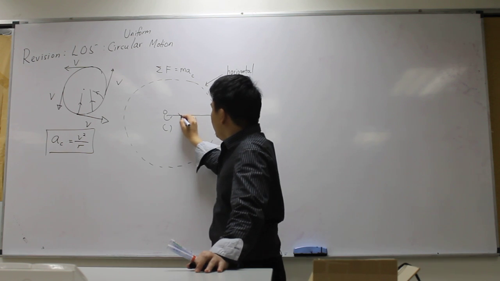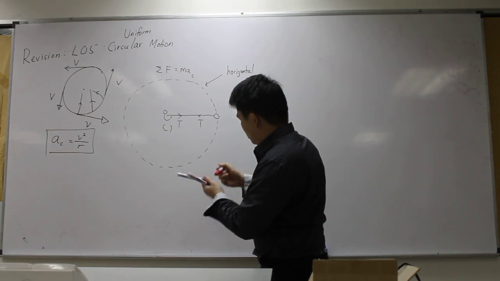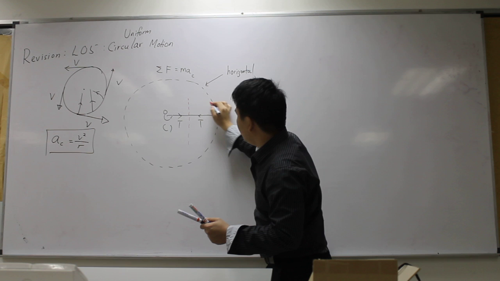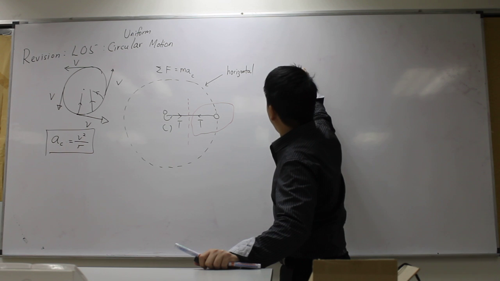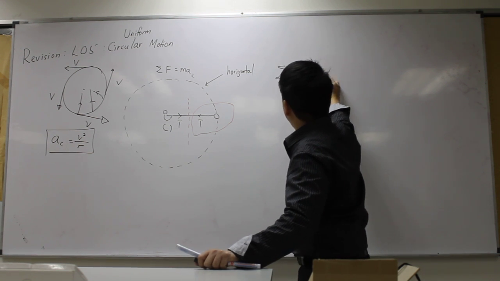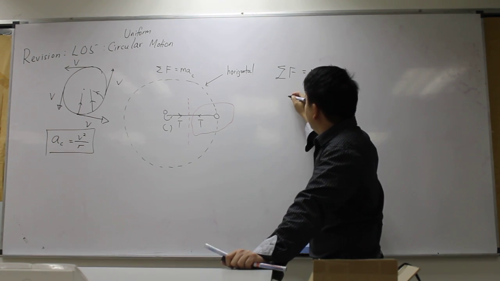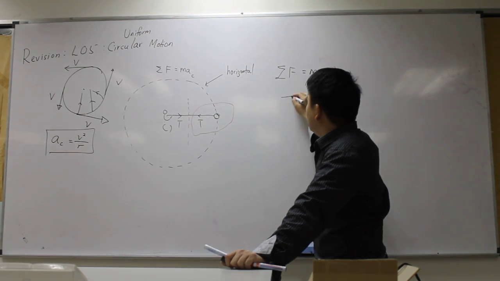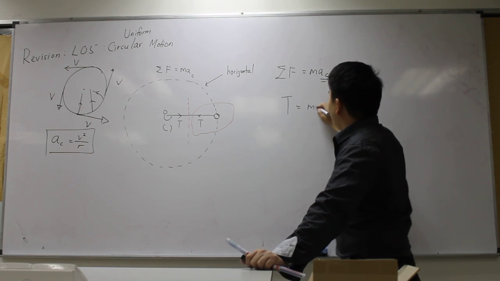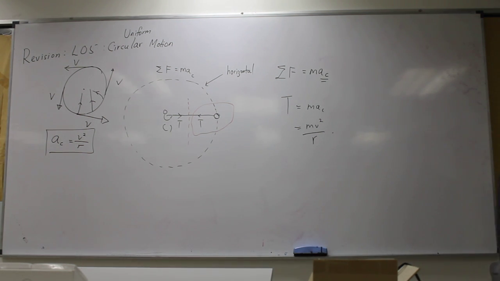Then you know that always there's a tension here. So let us cut it into two parts. Basically you need to consider this part only, whereby we still use the same thing, sigma F equal to m a_c, because it is in circular motion. In this case, the only force applied on the ball is tension. So tension equals m a_c equals m v squared over r. That is something that we need to consider, such a simple example.